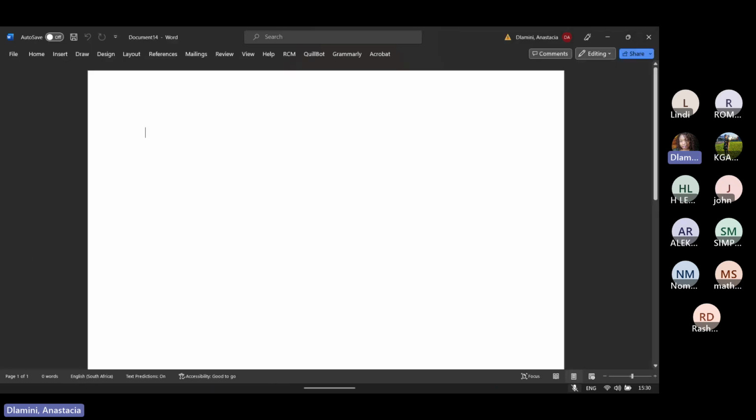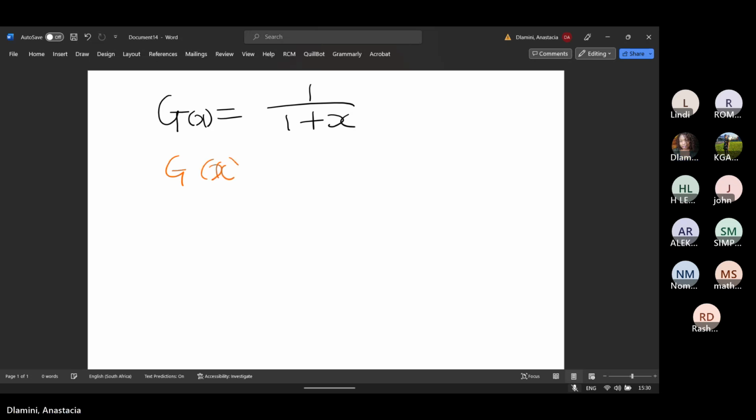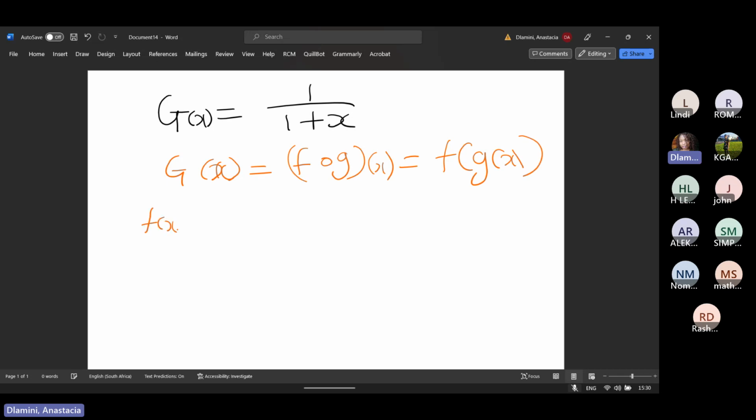Now, recognizing a composite function. For example, I give you a problem: g of x equals 1 over 1 plus x. And I'm telling you that g of x is equal to f composite g, meaning f of g of x. So I want you to find the f of x, and I want you to find the g of x, such that when you do their composition, they give you this function. So you go and look at the function closely. Can anyone give me the two functions?